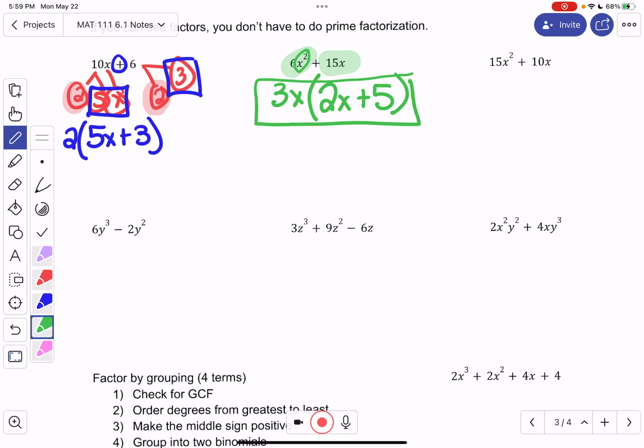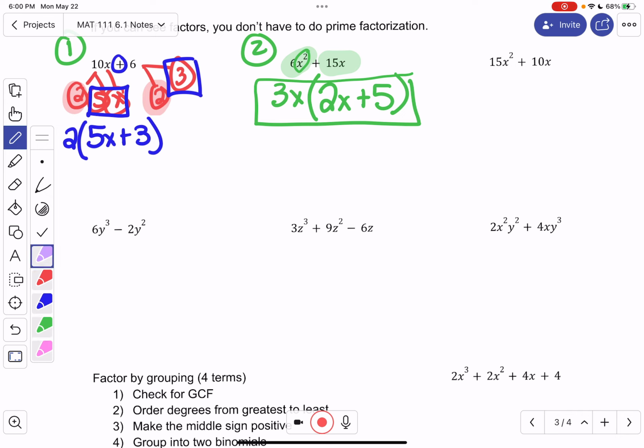I would get the same answer whether I did the prime factorization like I did on number 1 or just divided it out in my head like number 2. That's up to you. So I'm going to do 2 of these as prime factorization, 2 of these like I did number 2. You can do them either way you want, then go back and check.